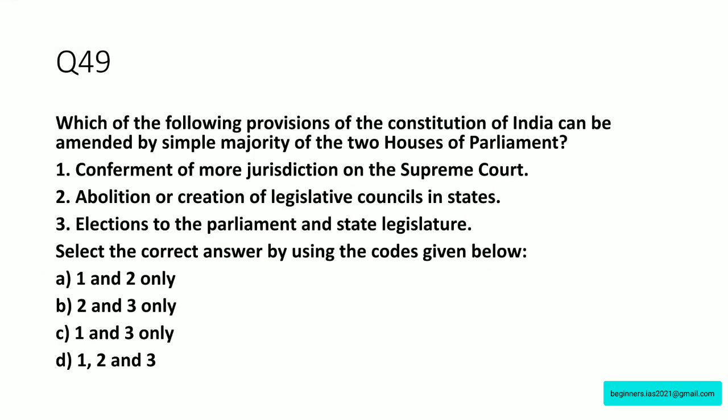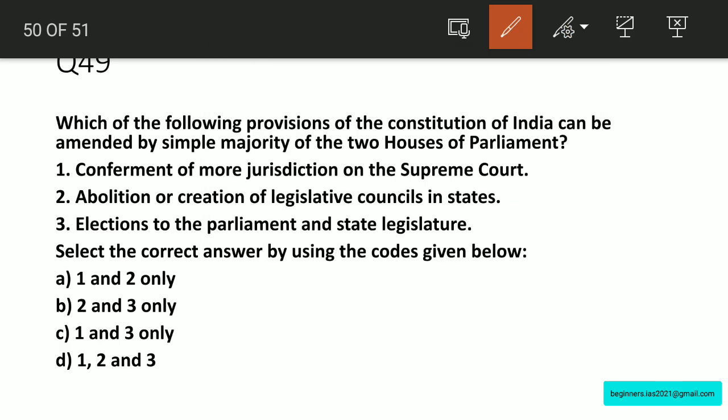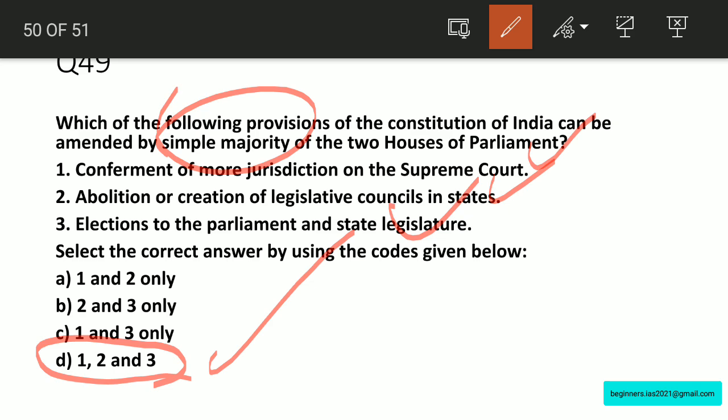Okay, let us move on with 49. Which of the following provisions of the Constitution of India can be amended by the simple majority of the two houses of the parliament? See, these things are very important, simple majority and special majority. But let us see. Conferment of more jurisdiction on the Supreme Court, yes, it can be amended using the simple majority. Abolition or creation of legislative council, yes, this is also simple majority. Election of parliament and state legislature, yes, this is also simple majority. The answer would be 1, 2 and 3.